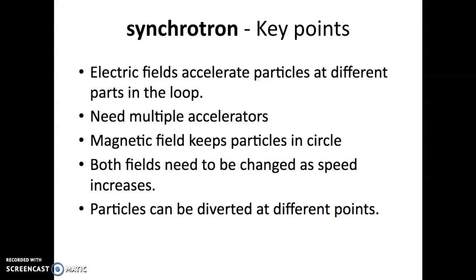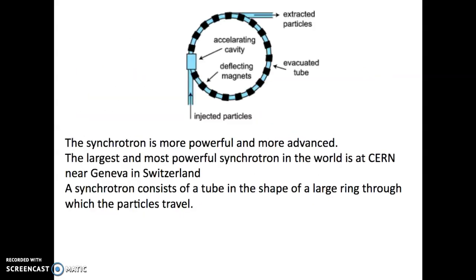Key things are, again, the electric fields are accelerating at different parts of the loop. It needs multiple accelerators, so you've not just got the one like you have in a cyclotron. And again, the magnetic field is to do with the direction that the charged particles are moving rather than increasing the speed. But both fields need to be changed as the speed increases with the synchrotron. And you can take off the particles at different points that you want there.